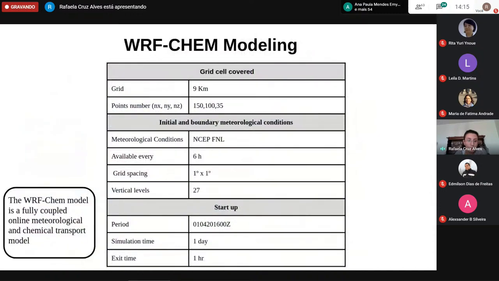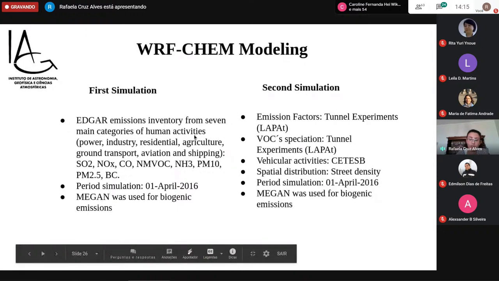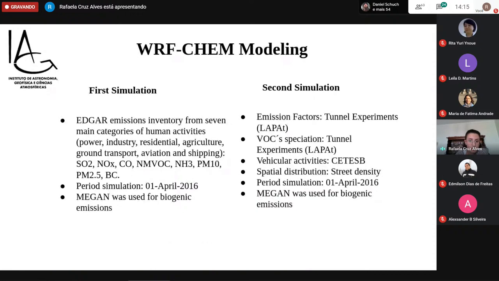To model with WRF-GHG, the meteorological conditions used in the simulations were the operational global tropospheric analysis. This information has a horizontal resolution of 1 degree, 27 vertical levels, and is available every 6 hours. Two simulations were performed for the same domain and period, starting April 1st of 2006. The first simulation used the EDGAR emissions for the pollutants described here and, for biogenic emissions, the MEGAN inventory. The second simulation used the local vehicle emission model.